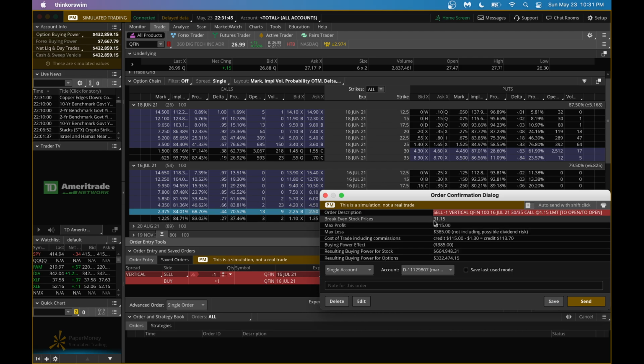You want to make sure the stock stays within this 31.15. If it goes higher, you'll start incurring losses. But buying power effect is low. So max loss itself is 385. That's a $5 wide spread, $500 minus the 115 that you bring in already. So I think this is another strategy, hoping the stock will not cross 31.15.